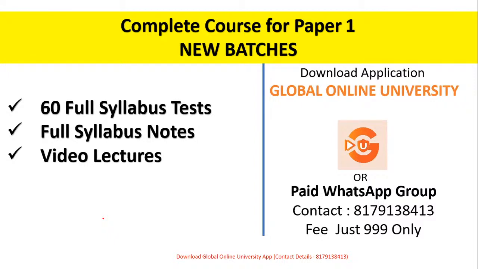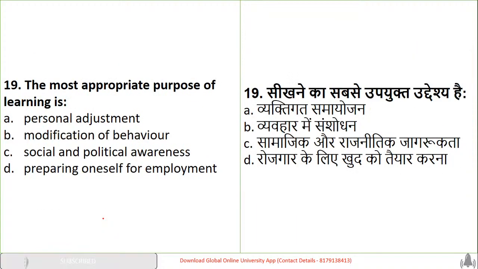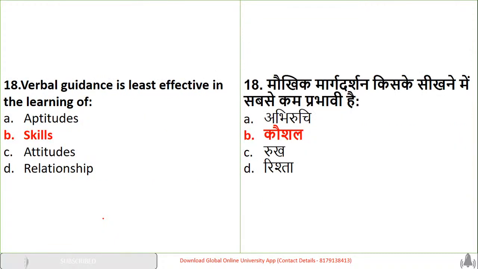Okay. So yes, now those who have doubt in question number 18, as I said, just wait for some time. I'll come back to you. Now see, what exactly it is over here. Verbal guidance is least effective. See the question. It is least required, or sorry, not required also, effective. They have not said that it is not required at all. They are saying that it will be least effective in what? Whether it is aptitude, whether it is attitude, or whether it is relationship.